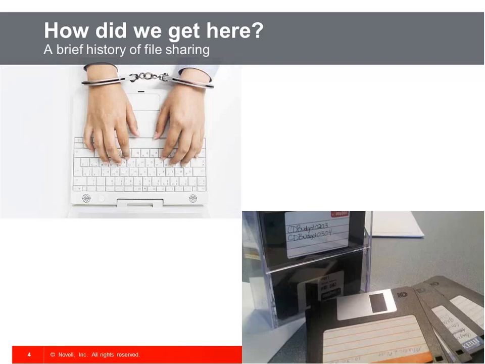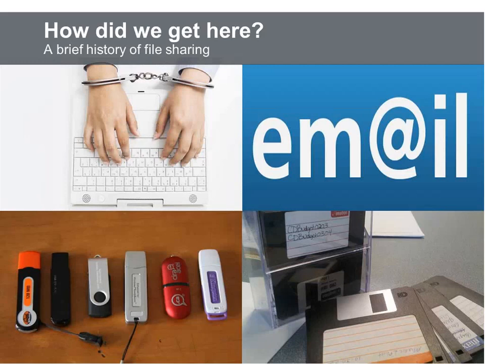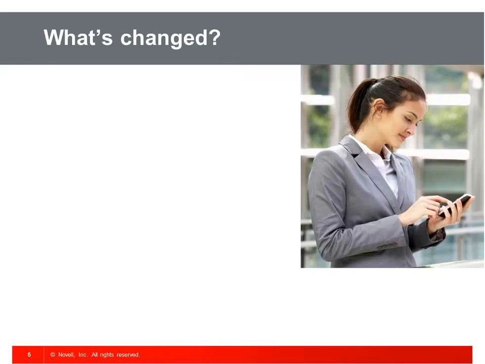As a result, users turn to alternate methods to share files amongst each other, whether it's floppy disks that we all used to use at one point in time, email, or more recently things like USB flash drives. So there have always been ways around what IT has put in place for us when it comes to sharing and accessing files. But a couple things have changed even more dramatically recently, and the first one is these mobile devices, smartphones and so on.